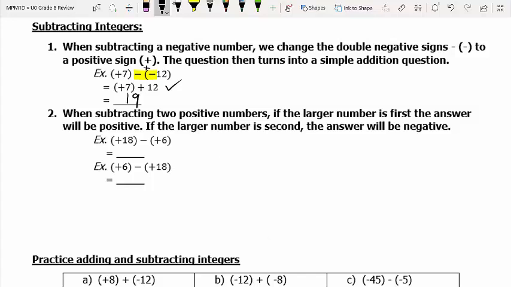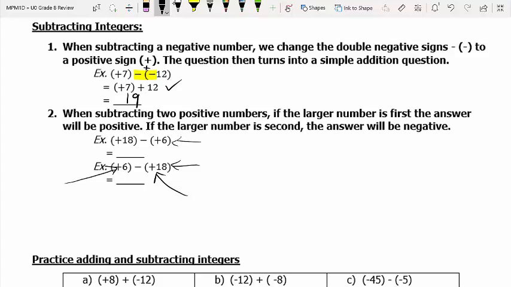When you're subtracting two positive numbers, if the larger number is first, you're going to get a positive answer. If the larger number is second, like right here, you're going to get a negative answer, right? Because you're starting with $6 in your pocket. If you were to take away $18, you don't have $18 to give away, so you end up in the negatives.